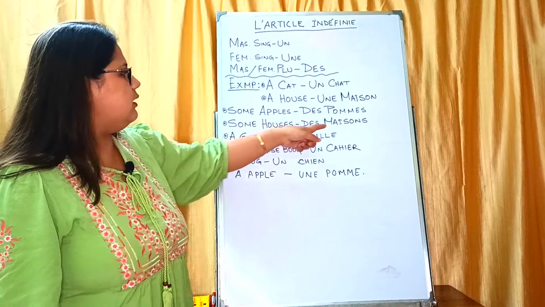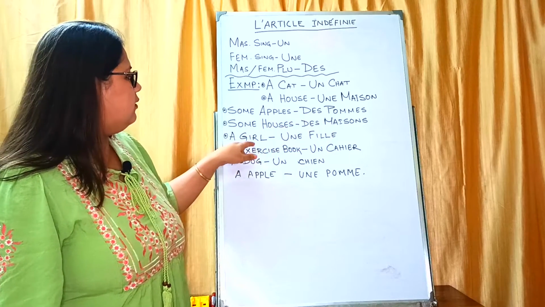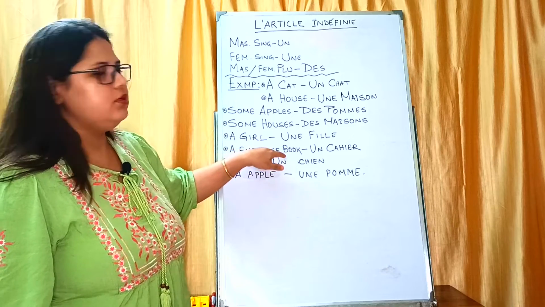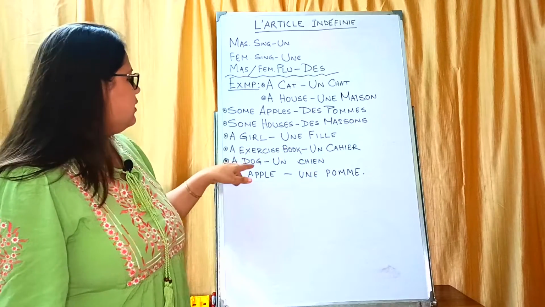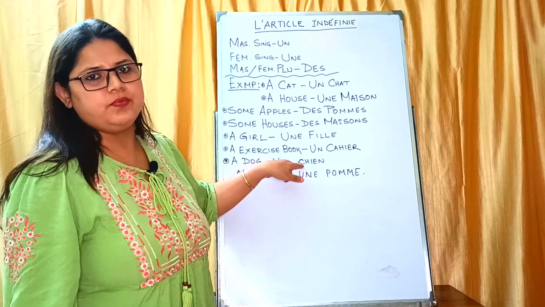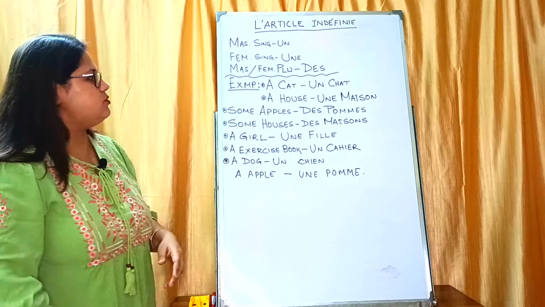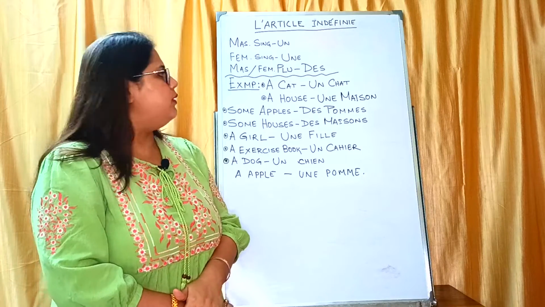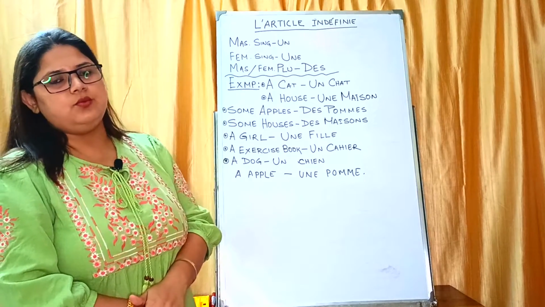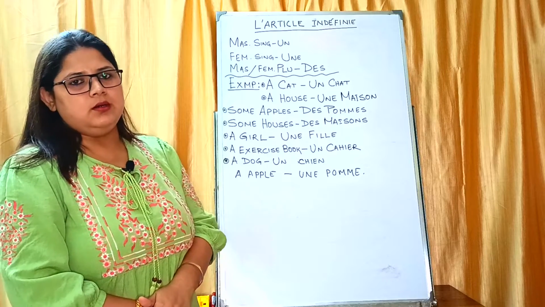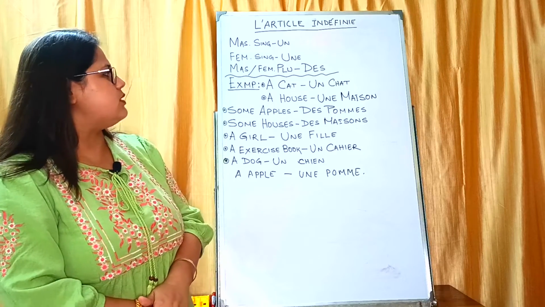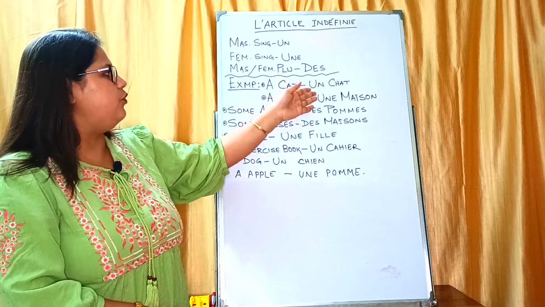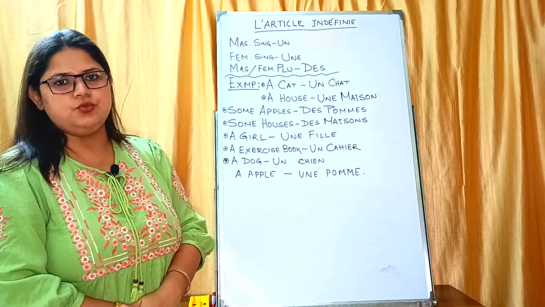Some houses, des maisons. A girl, une fille. An exercise book, un cahier. A dog, un chien. So I have given you some examples. There are a lot of examples we can give, but to make you understand what exactly we need to use as the indefinite article before the noun to make a sentence.